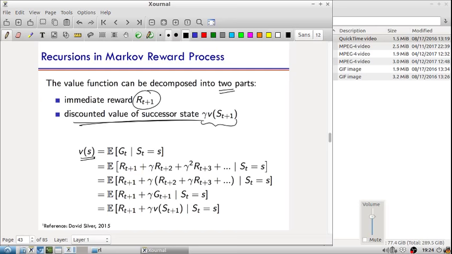The value of a state is just the expected return that I get from that state. Next, I'm substituting the definition of the return. Then I can take gamma common here for this part, and this part is just the return from time step t plus 1 onwards, because it's an infinite sum. And then I just move the expectation.